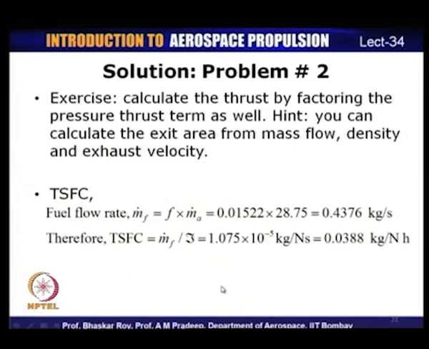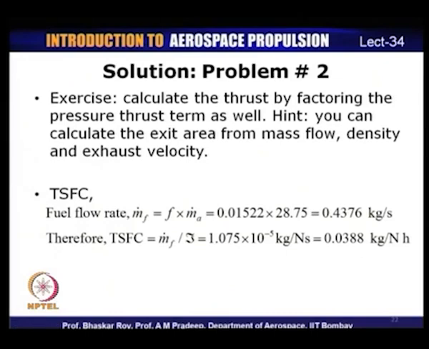I leave it as an exercise for you to calculate the pressure thrust term as well, because you now know the exit velocity, the density and mass flow. So, you can calculate the exit area and therefore, the pressure thrust. So, the fuel consumption is equal to the fuel to air ratio times the mass flow rate. This is 0.4376 kilograms per second. From there, we can find the thrust specific fuel consumption, which is 0.0388 kilograms per Newton hour.